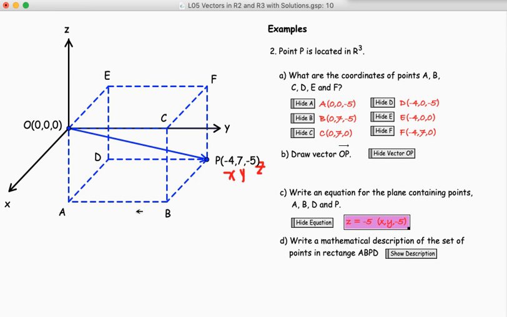If we want to write a mathematical description of all of the points that are sitting in here, well, again, they would look like this, x, y, negative 5. But I would now have to say x is constrained between 0 and negative 4, and y is constrained between 0 and 7. So x, y, negative 5, so that negative 4 is less than or equal to x and less than 0, and 0 is less than y, which is less than 7.